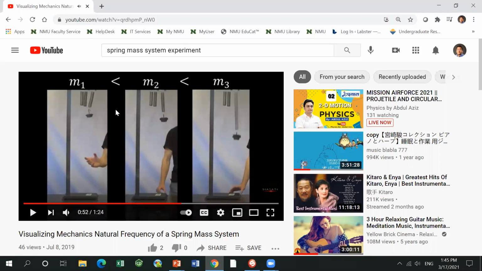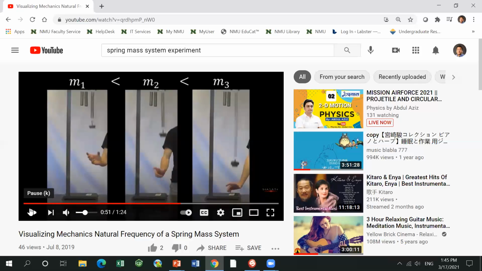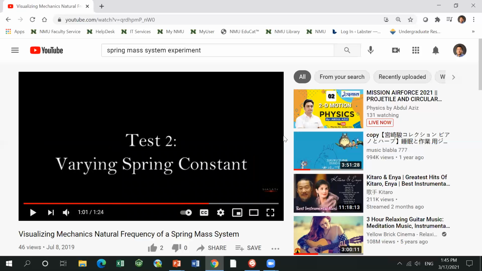The left one has a lower mass, the middle one has a medium mass, and on the right one you can see a lot of weight on it, so a higher mass. They use the same spring, so take a close look at the frequency. Note that as mass increases, the natural frequency of the spring-mass system decreases. Small mass has a higher frequency, and higher mass has a lower frequency.